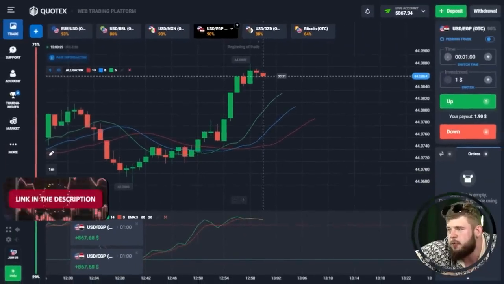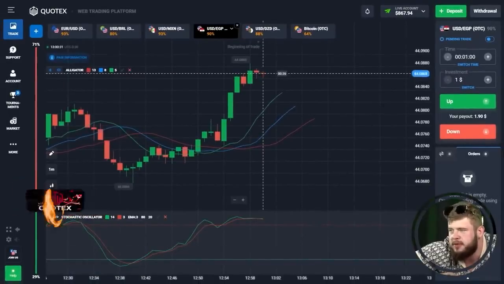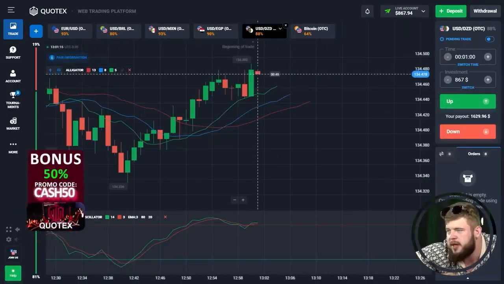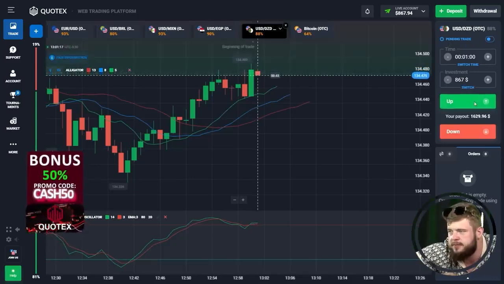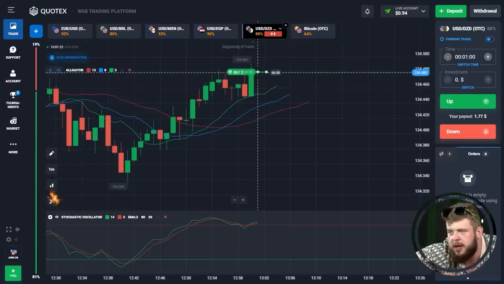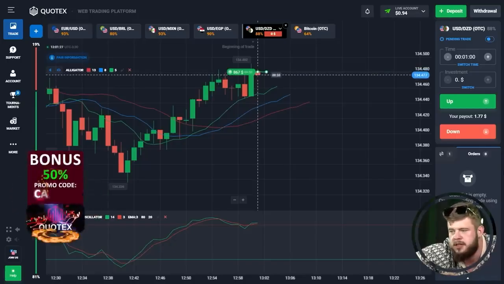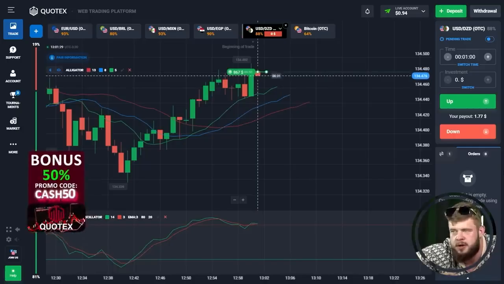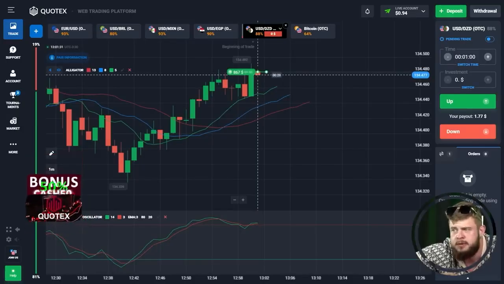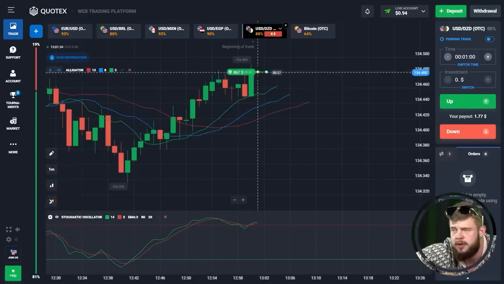Well, guys, one more profitable trade. We have it. Now let's change our investment to $867. And open buy position here. According to the alligator, we are in the buy zone. According to the stochastic, we still have some capacity for the growth also. So like in the previous trade, nothing new, everything is going quite fine.